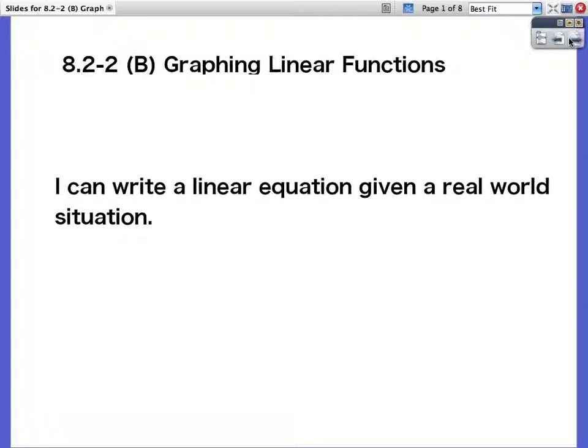And I want you to notice, though, that if we decided to graph them, we could get a visual perspective on these relationships that we're going to look at. But you guys have already done enough graphing, and we're going to do more later. So today, in this video, let's just focus on writing linear equations given real-world situations.